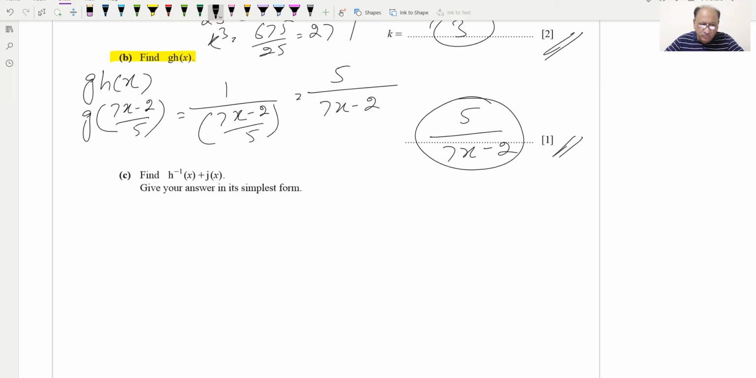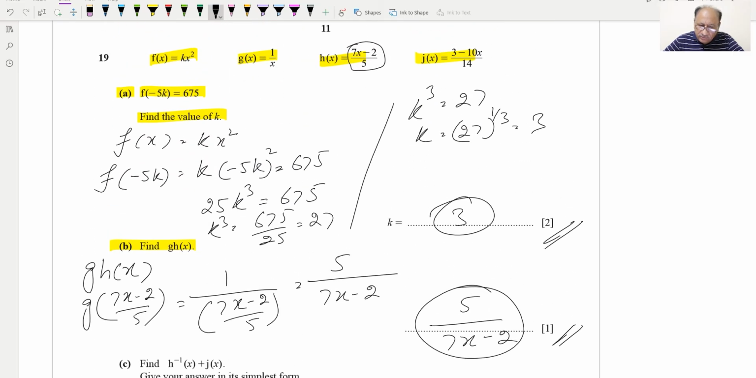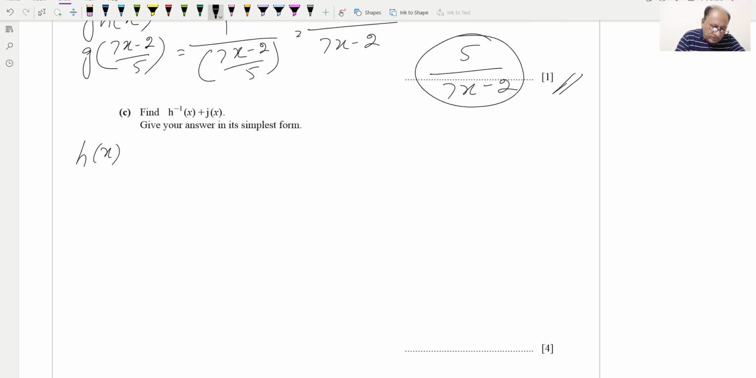Now h inverse of x plus j of x. First of all, we need to find h inverse of x. h of x is given, which we can copy from here, which is (7x minus 2) over 5. So we can write y equal to (7x minus 2) over 5. Now for h inverse, we have to make x the subject, and this implies 5y is equal to 7x minus 2.